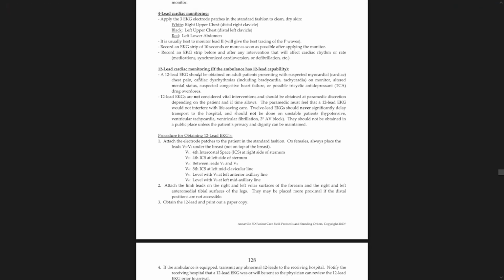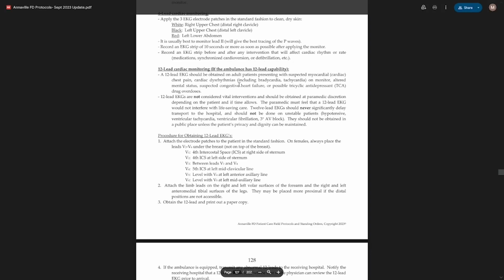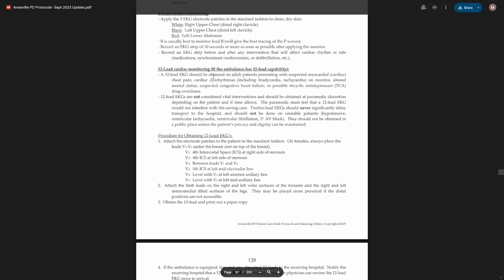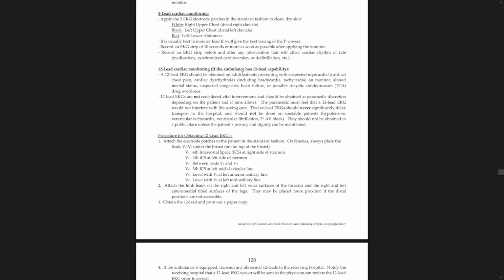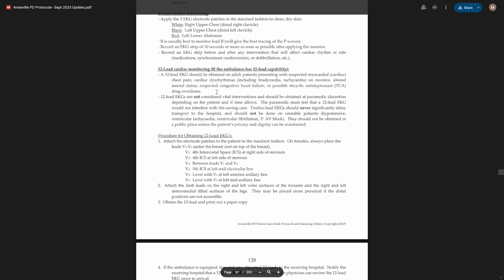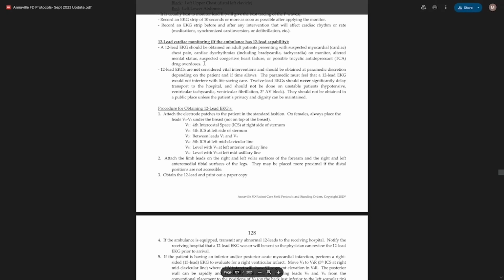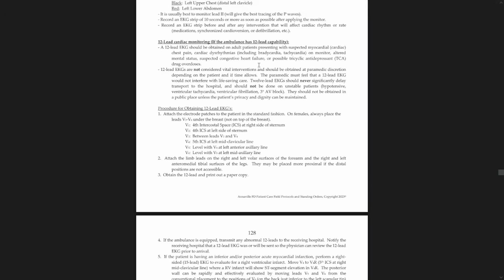A 12-lead EKG should be obtained on adult patients presenting with suspected myocardial or cardiac chest pain, cardiac dysrhythmias including bradycardia and tachycardia on a monitor, altered mental status, suspected CHF or congestive heart failure, or possible tricyclic antidepressant drug overdoses. 12-lead EKGs are not considered vital interventions and should be obtained at paramedic discretion depending on the patient and if time allows. The paramedic must feel that a 12-lead EKG would not interfere with life-saving care.